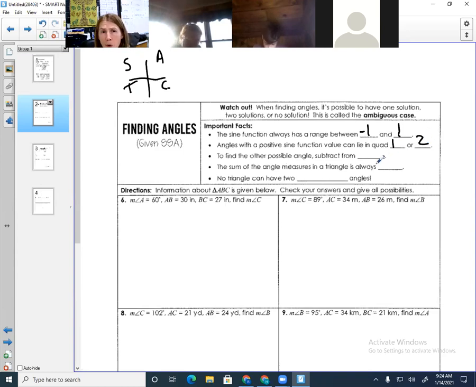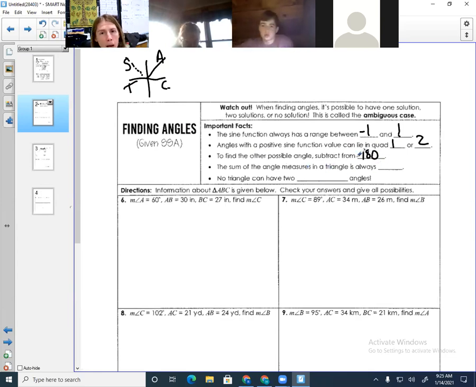We've talked about this before. If we had an angle here in quadrant 1, how do we find the angle over here in quadrant 2? We have to subtract it from what number? 180. Yep, 180.